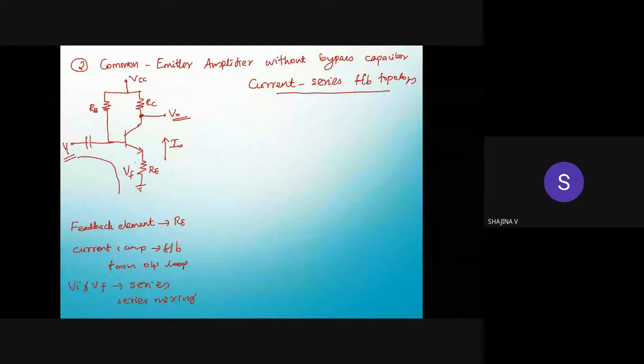Okay, so here we have identified the feedback topologies, current series feedback. So I'm taking feedback from the output loop and it is mixing in series with the input signal. So I can say a common emitter amplifier without a bypass capacitor will act as a current series feedback network. Okay, now ഈ ടോപ്പോളജി ഐഡന്റിഫൈ ചെയ്ത് കഴിഞ്ഞാൽ then the procedure is same as before.